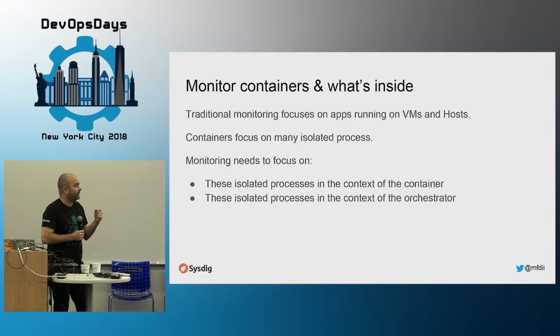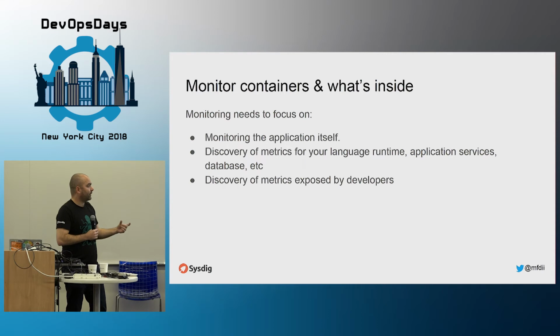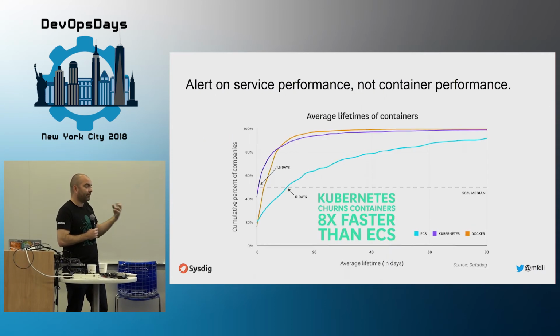So traditional monitoring focuses on the apps running on VMs. Containers are not VMs. Containers are processes that are running either on a VM or somewhere else that's isolated. You should monitor the application itself, and I think what's really important is you want to be able to auto-discover metrics for the runtime, the application services, and so forth, because you don't necessarily know what you're always getting inside of that container. So having that auto-discovery is really important.